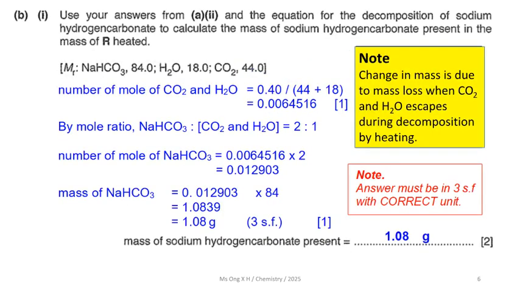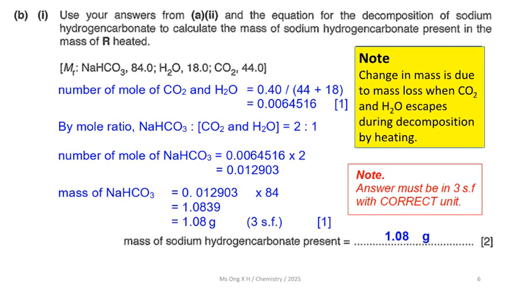This part tests your understanding of mole concept. Given from the previous part, my calculated change in mass is 0.40 gram. This change in mass is due to the mass loss when carbon dioxide and water escaped upon thermal decomposition. The sum of molar mass of carbon dioxide and water is 62 gram per mole.